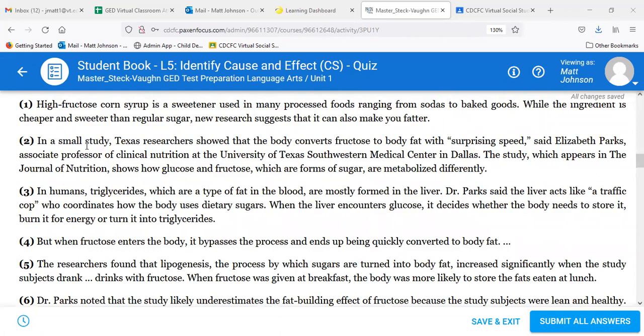That is an awkward sentence. Increased significantly when the study subjects drank drinks with fructose. That is grammatically correct, but very weird. So when fructose was given at breakfast, the body was more likely to store the fats eaten at lunch.